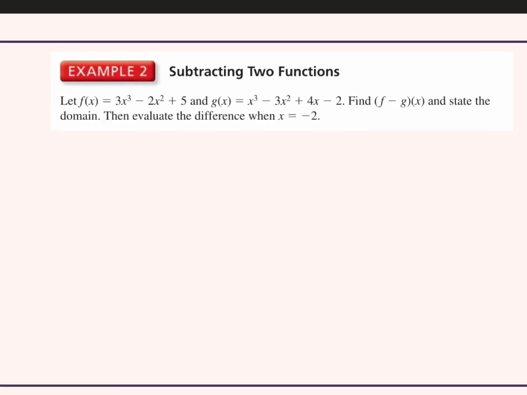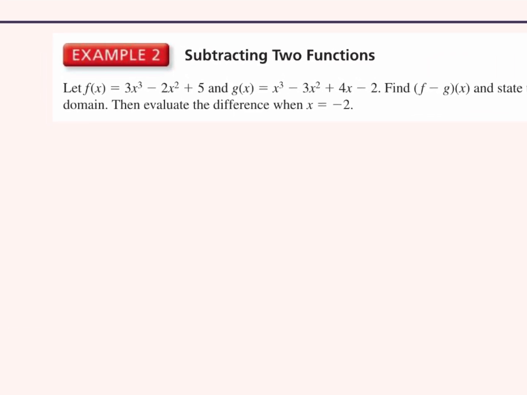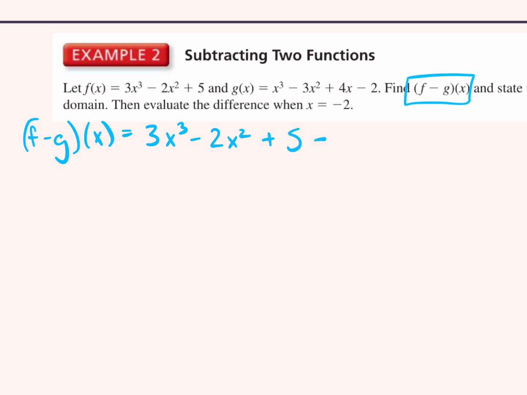All right, let's look at example 2. What is it asking me to do to the two functions here? Subtract. It says f minus g of x. So f minus g. I take my function f. I'm going to start with that one. So 3x cubed minus 2x squared plus 5 minus function g. So the second one I'm going to put in parentheses because I'm going to have to distribute that negative to everything behind it. So I'm subtracting the whole function g. So minus x cubed minus 3x squared plus 4x minus 2.